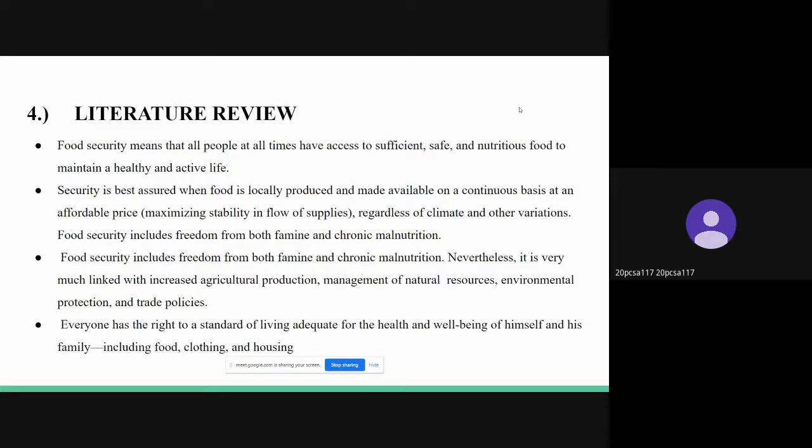The fourth one, the food security means that all people, at all times have access to sufficient, safe, nutritious food to maintain a healthy and active life. So, security best ensures that food is locally produced and made available on a continuous basis at an affordable price.